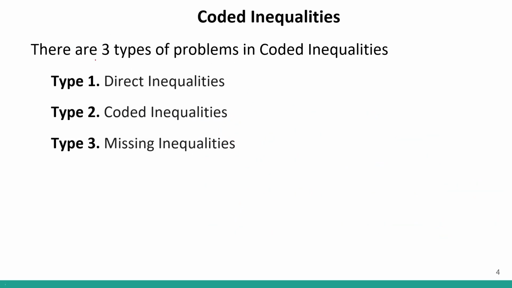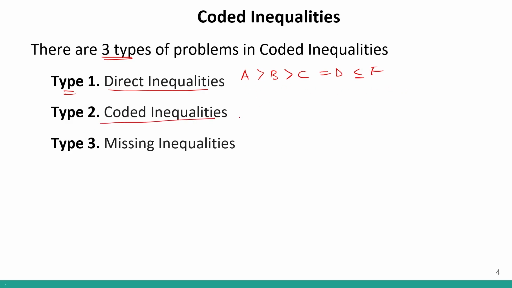In coded inequalities, you can get 3 types of questions. Type 1 is direct inequality. Direct means it will be given to us as A is greater than B is greater than C equals D, something like this. So these are your direct inequalities.